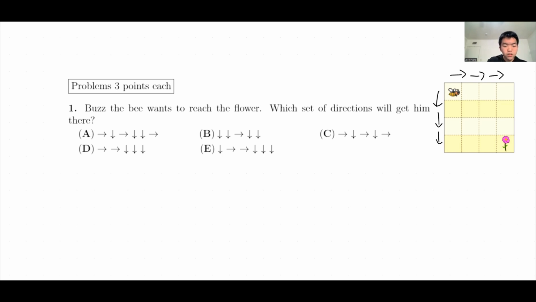So let's see. With A, we have one, two, three right arrows. So that's correct. And then we have one, two, three down arrows. So we know A is an option. With B, we have one, two, three, four down arrows, so we know B is not an option. With C, we have only two down arrows, so C is not an option. With D, we only have two right arrows, so D is not an option. And with E, we have four down arrows again, so E cannot be the answer. So knowing all of that, A is the only viable answer here. So our answer for question one is A.